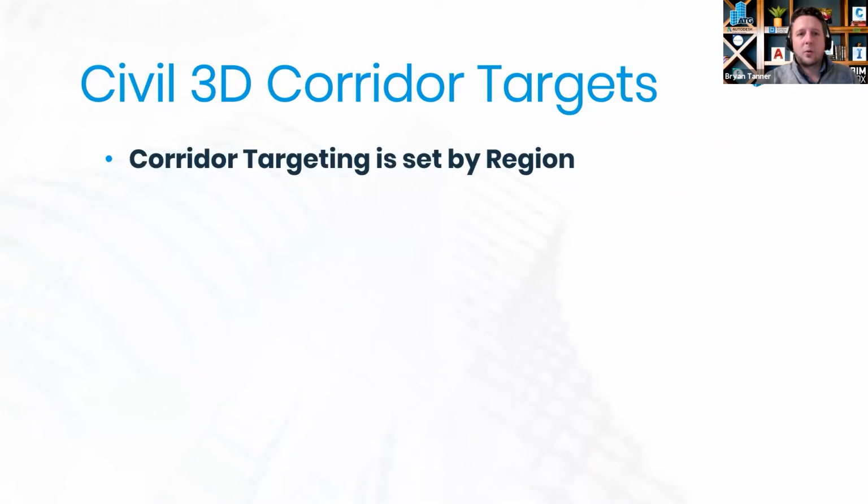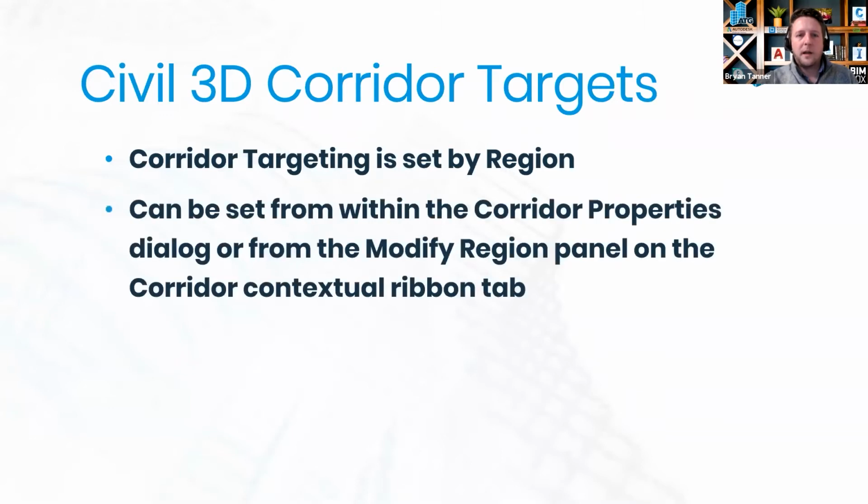A little bit more about it. Corridor targeting is set by region. You're going to have folks who tell you very different approaches to that, setting all of your targets up first that are basic and universal to the entire corridor, and then splitting your corridor into multiple regions whereby you target individually for those separate regions and their purposes within the corridor.